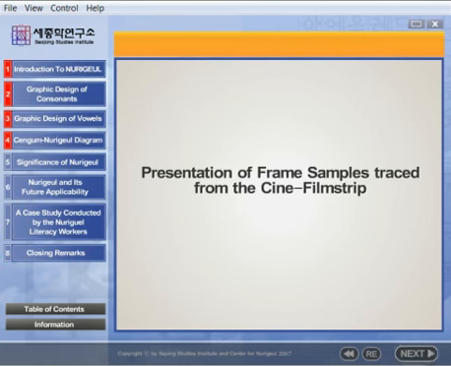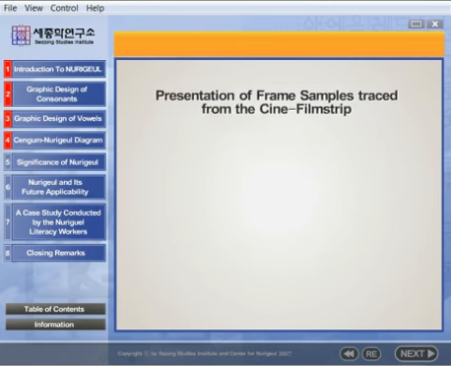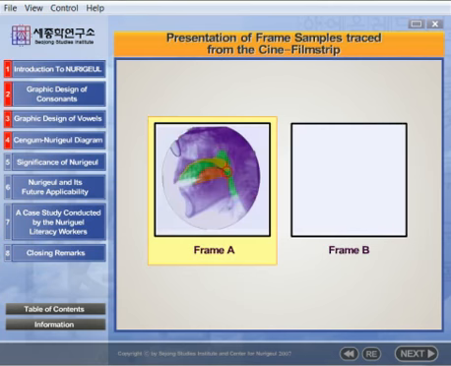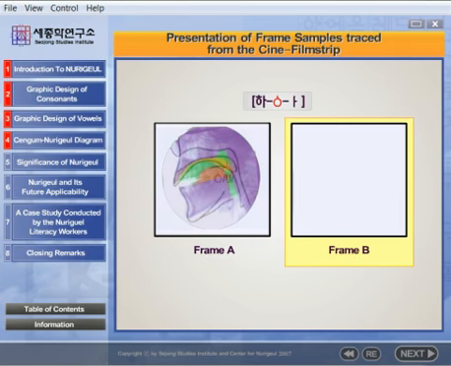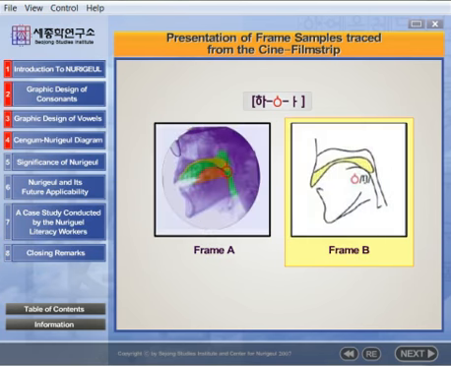(2.5) Presentation of frame samples traced from the cinefilm strip. Frame A is a copy of the original X-ray frame of the vocal tract during the utterance of the nasal velar sound, N. In frame B, the soft palate region is blocked by the raising of the back of the tongue and lowered velar uvula to produce the nasal velar sound.